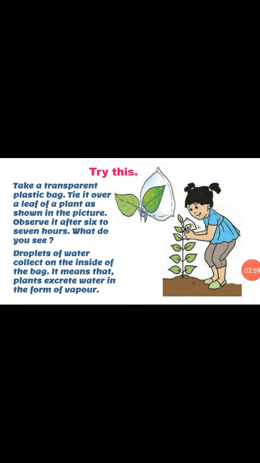Here is one example. Try this. Take a transparent plastic bag, tie it over a leaf of a plant as shown in the picture. Observe it after 6 to 7 hours. What do you see? Drops of water collect on the inside of the bag. It means that the plant excretes water in the form of vapor. Okay, understood? Plants also excrete in a different way. So these are different types of plant excretion.